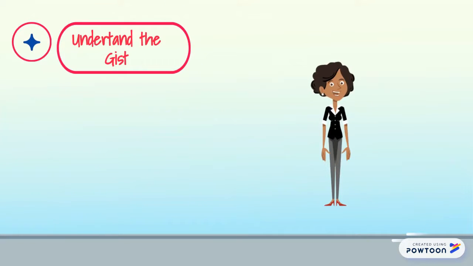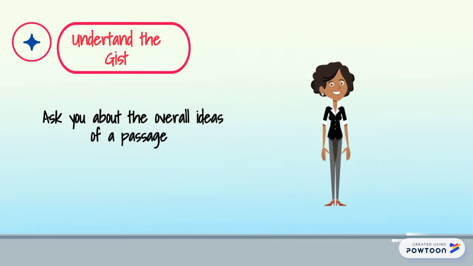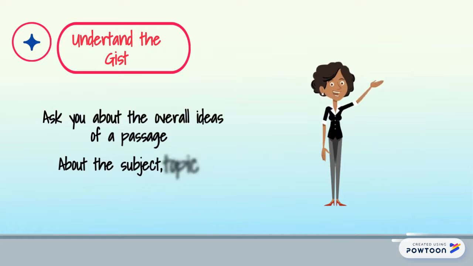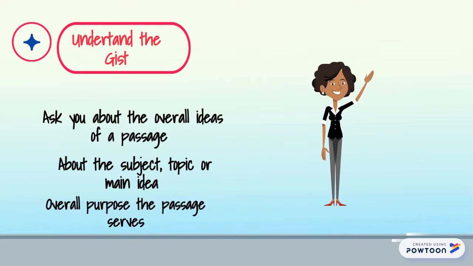The first listening skill is to understand the gist. These are questions that ask you about the overall ideas of a passage as a whole. They may ask about the subject, topic, or main idea of the passage. Also, those ask you the overall purpose the passage serves.